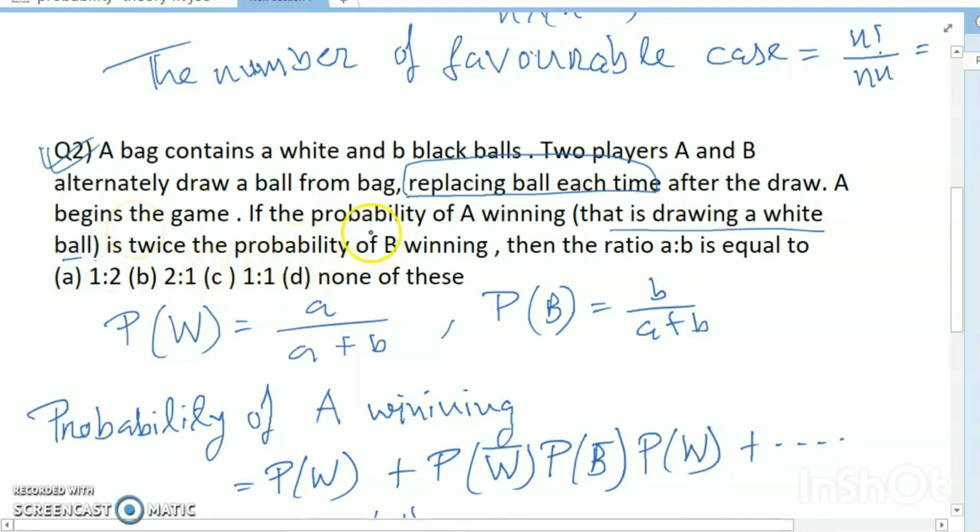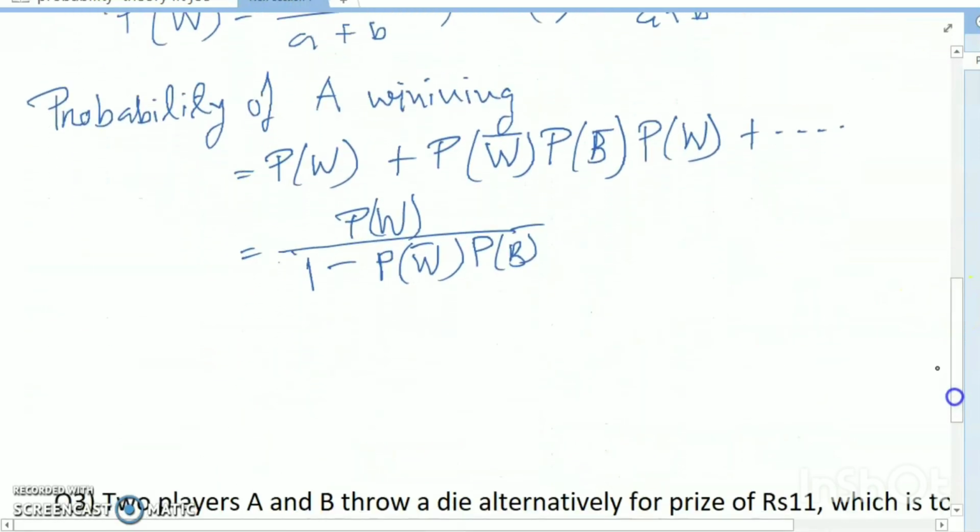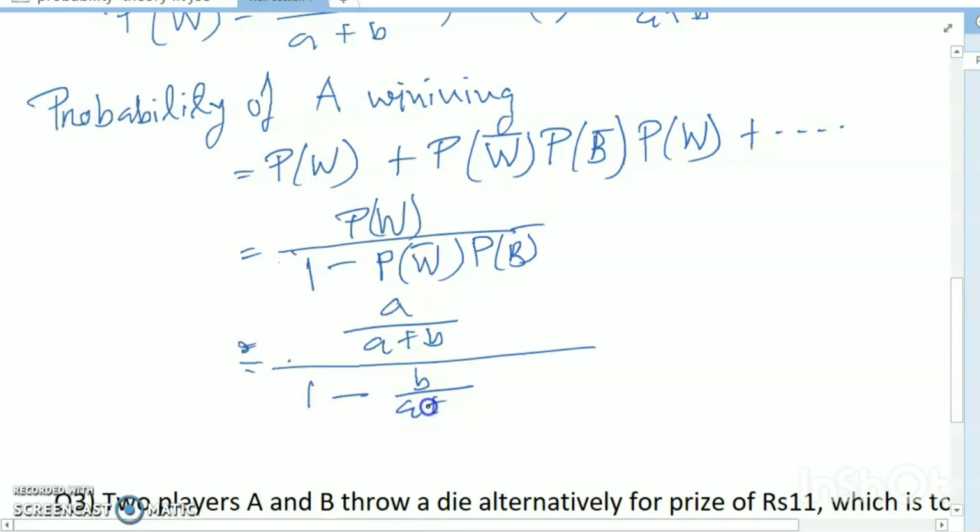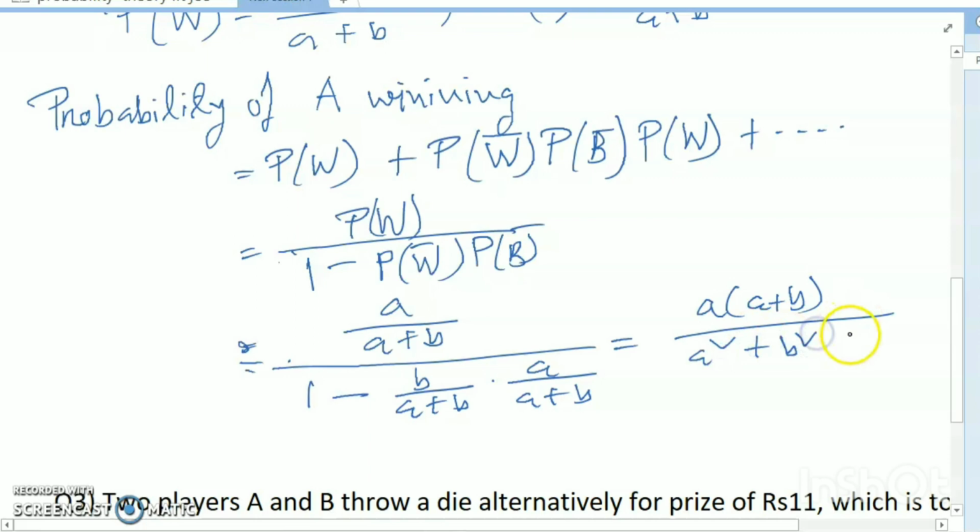Is twice the probability of B winning. If they take a white ball, then they win. If they take a white ball, so A divided by A plus B, 1 minus B divided by A plus B into A divided by A plus B, that is A into A plus B into A square plus B square plus AB. So this is my answer, this is my winning chance.